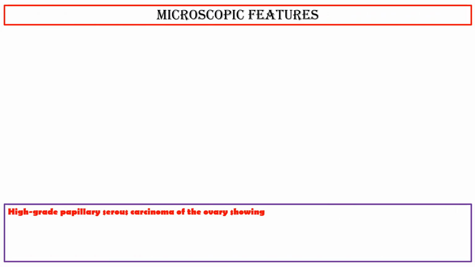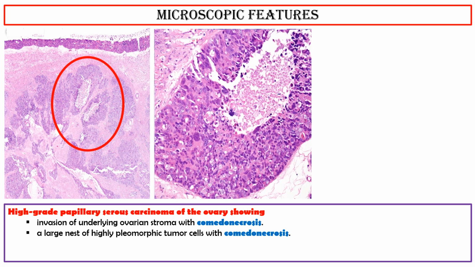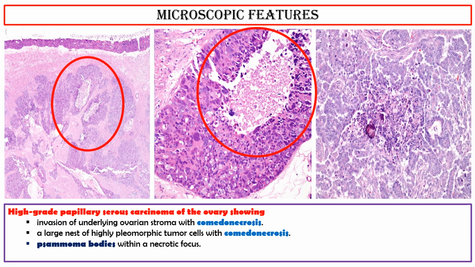High-grade papillary serous carcinoma of the ovary showing invasion of underlying ovarian stroma with comedonecrosis, a large nest of highly pleomorphic tumor cells with comedonecrosis, psammoma bodies within a necrotic focus. Necrosis is frequent.